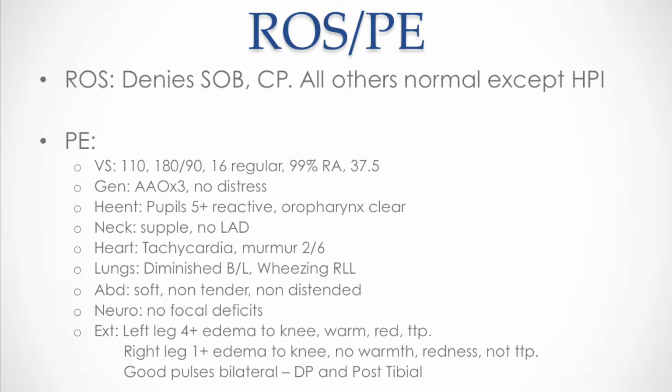Extremity exam, obviously the most important part of this case. The left leg of this patient, which she's complaining of the pain, has 4+ edema to the knee, warm, red, and tender to palpation. Right leg, there's 1+ edema to the knee. There's no warmth or redness, and it is not tender to palpation. Patient has good pulses bilaterally, which is your dorsalis pedis or DP pulse, and your posterior tibial pulse.